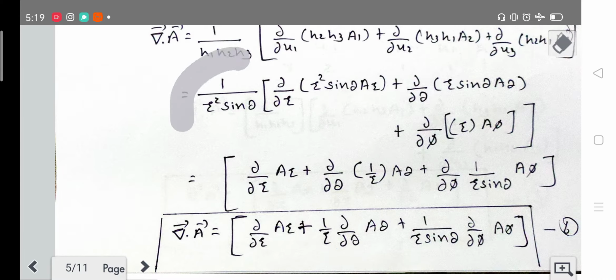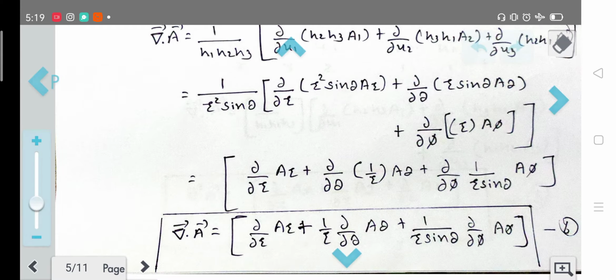Now let's put these values inside the equation, so we will get del by del r ar plus del by del theta of 1 upon r a theta plus del by del phi of 1 upon r sine theta a phi. So finally we will get the divergence of vector A as del by del r ar plus 1 upon r del by del theta a theta plus 1 upon r sine theta del by del phi a phi. So this will be the formula for divergence of vector quantity A in spherical coordinate system.